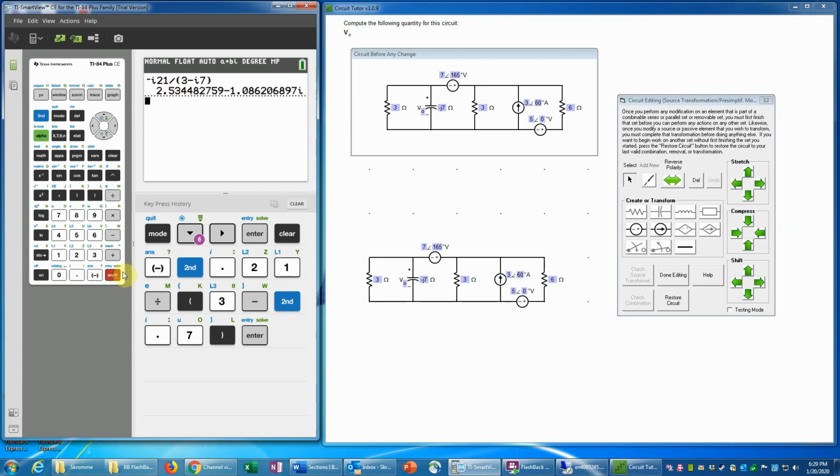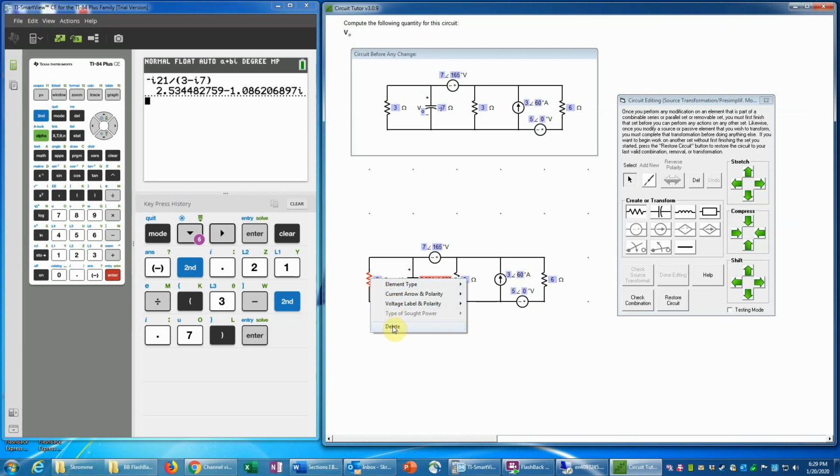So now I just hit enter, and that's in rectangular form, so I'm going to enter that here to replace this impedance. So that would be 2.534 minus J 1.086, and then I will remove or delete this other element here. Since it's in parallel, we always delete it.